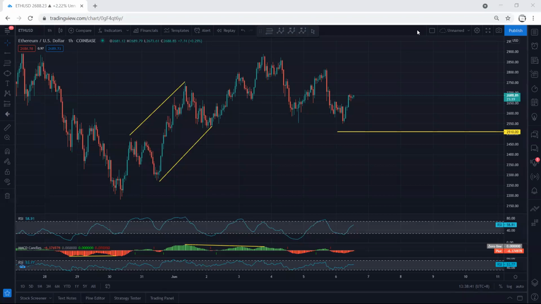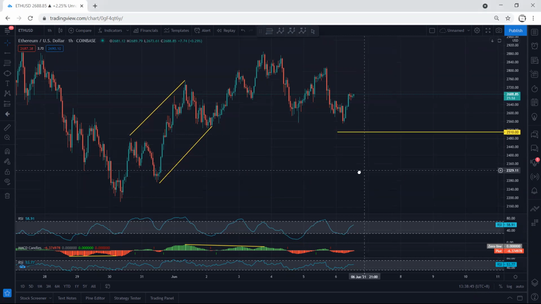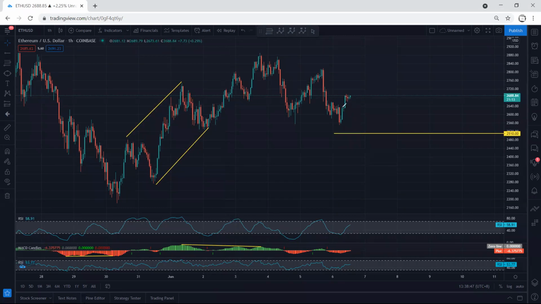ETH, we start with 1 hour chart. We want to see how we can look for trade. If we refer to our analysis, we have been looking for the price to drop. Even when the price was within this move, we mentioned we can expect continuation, and we mentioned we can expect the price to drop to 2510.